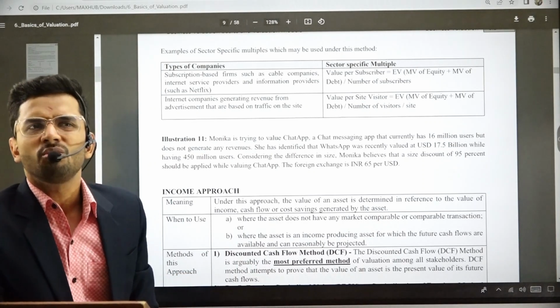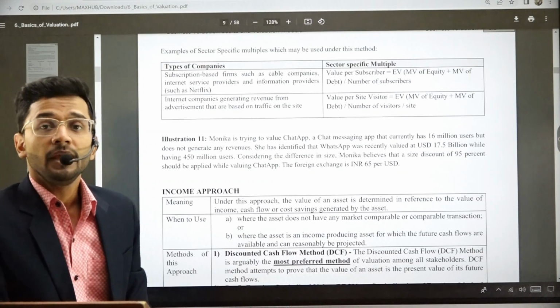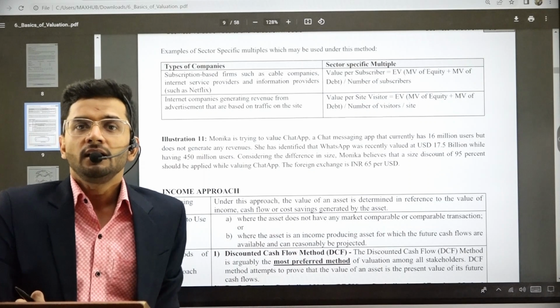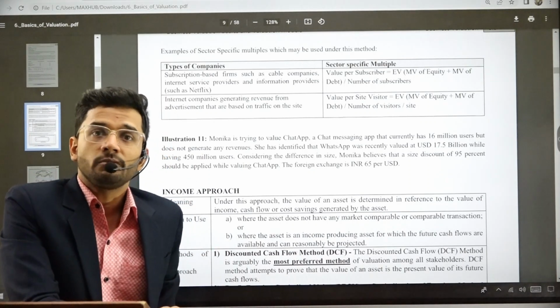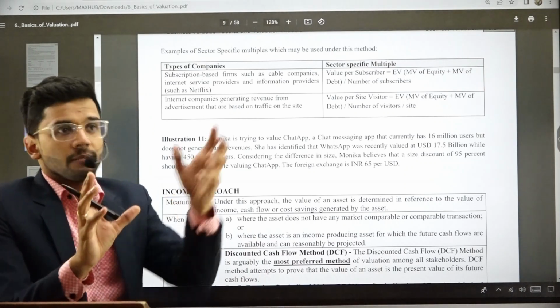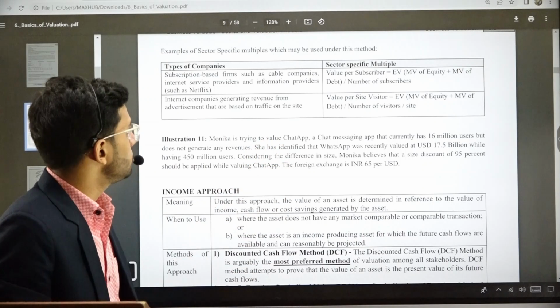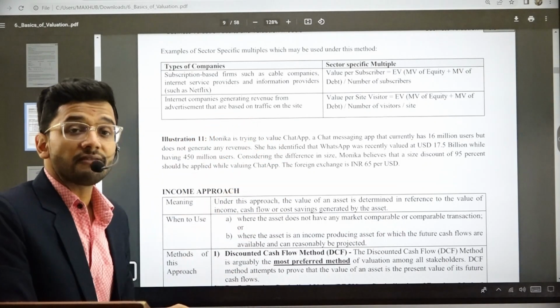In this kind of setup where a subscriber base is there, considering the P/E ratio or PS ratio is not advisable. You directly consider your enterprise value to the number of subscribers which you have, and you can compare it with the number of subscribers of the other company. Suppose I am comparing with Byju's, then I'll compare my subscribers with Byju's subscribers. That is how I'm going to compare. We'll do a practical question of this, don't worry. Okay, then internet companies generating revenue from advertisements that are based on traffic on the site.